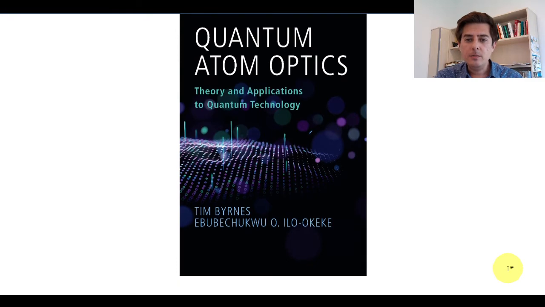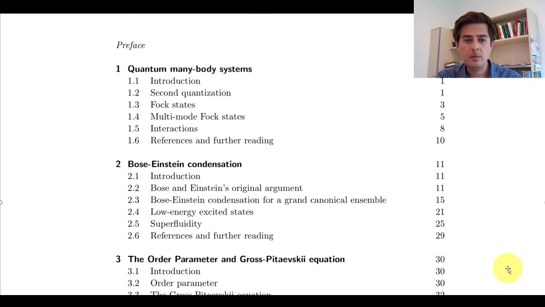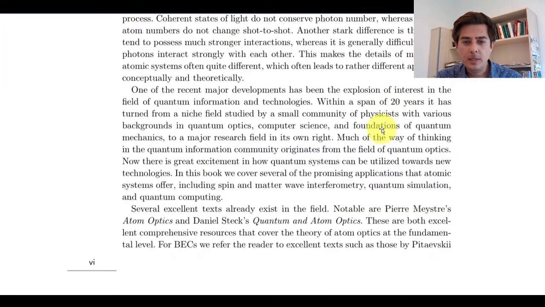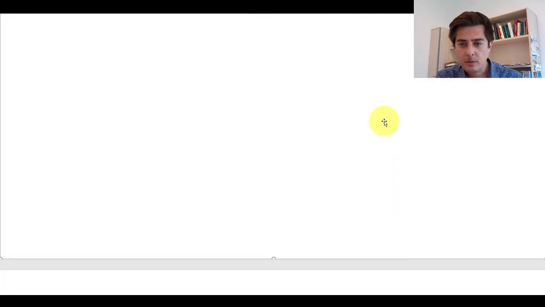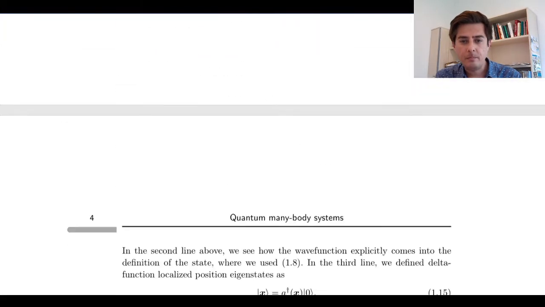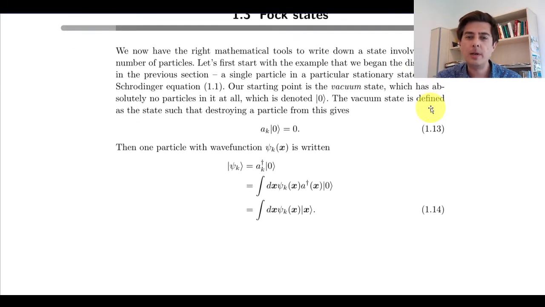So in the last video, we were talking about Fock states. That was section 1.3. And what we were doing in that section, so let's just go to the page there. Right, in that section, what we were doing is to write down all the possible states that you can have of a many boson system.